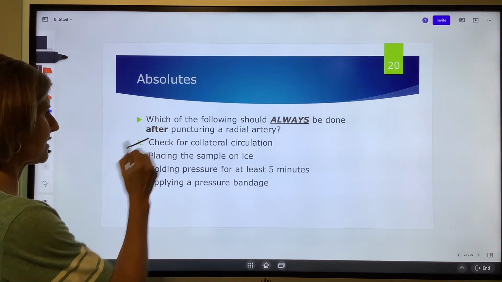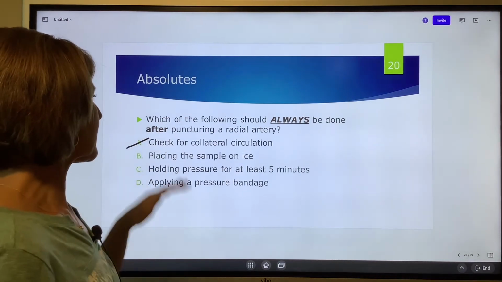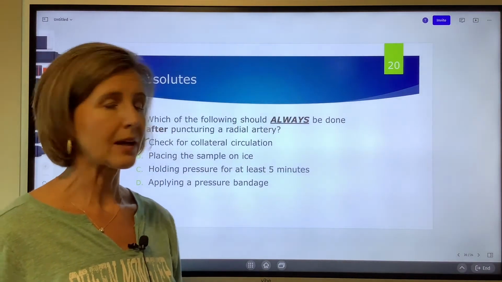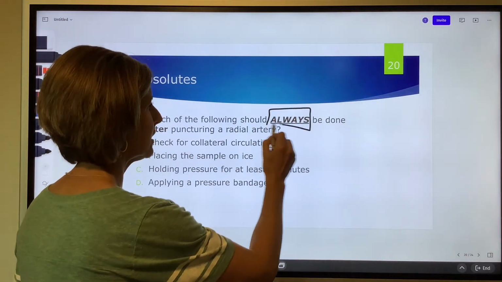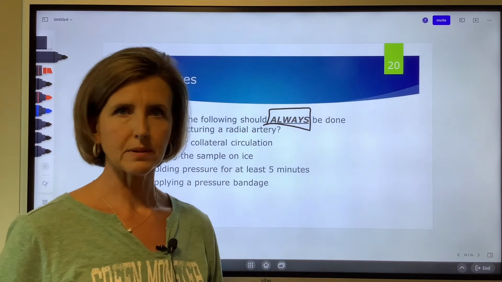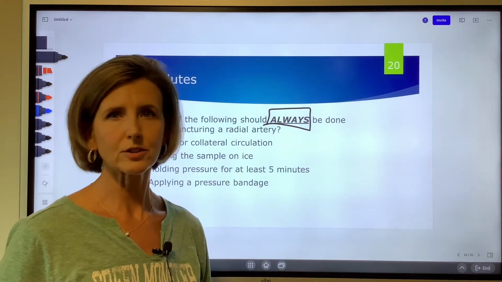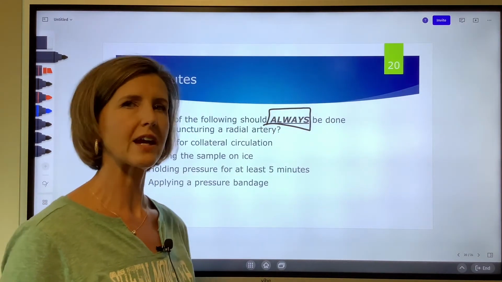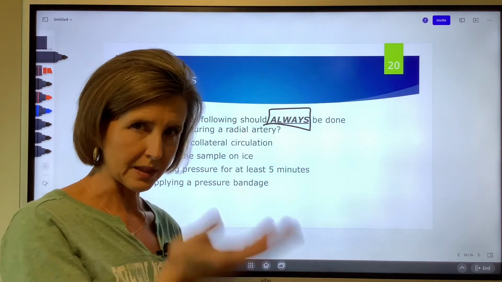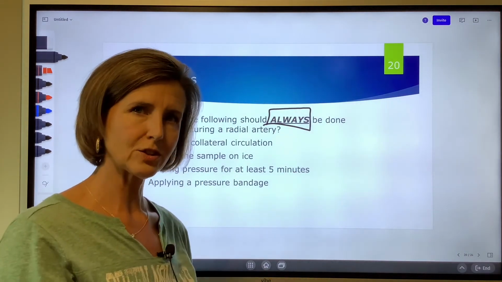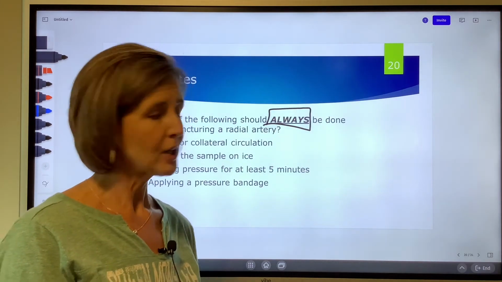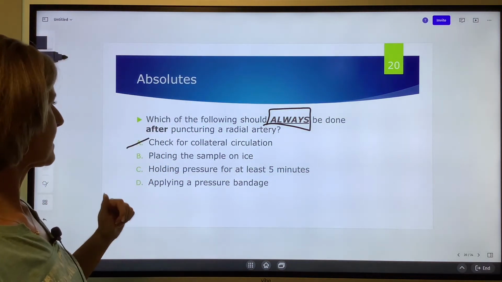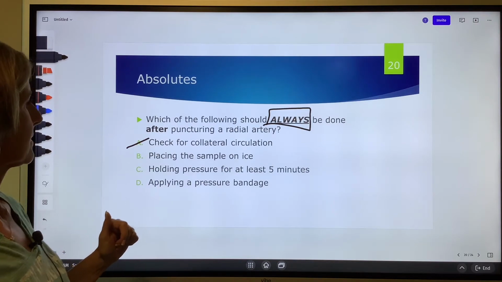That's not an option. Placing the sample on ice. Now remember, this is an absolute. Always. Do you always place the sample on ice? And the answer is no. If you're doing point of care testing and that blood gas machine is right there beside you, the iStat is right there, we don't ice those samples. So we do not always place the sample on ice.